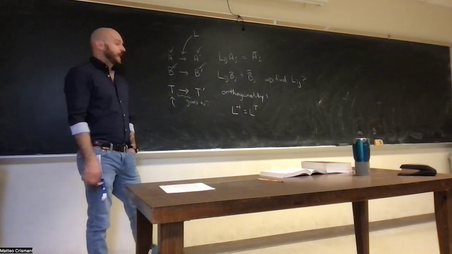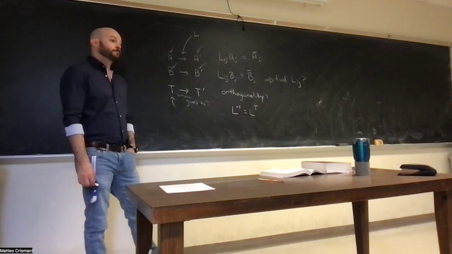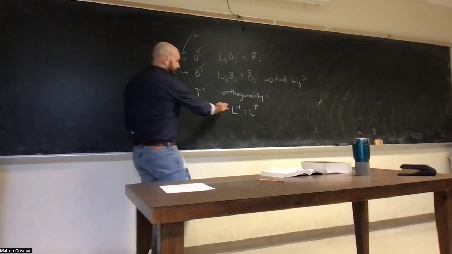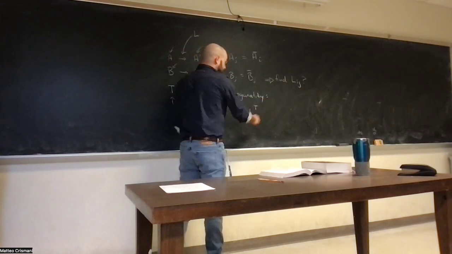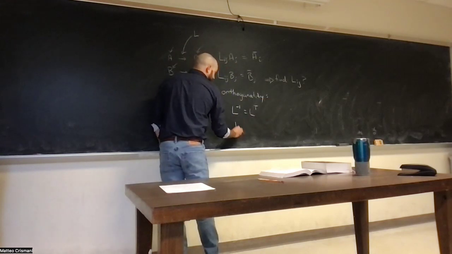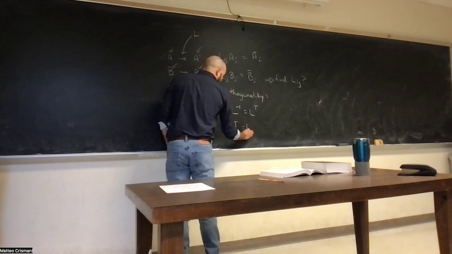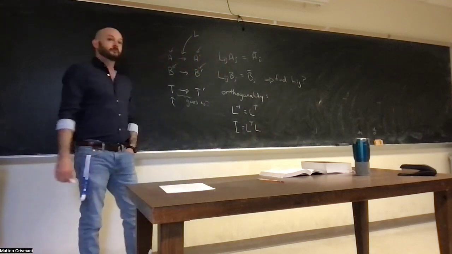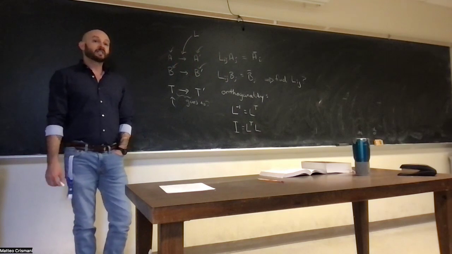Right? And if you do your matrix algebra, that means I can move this to the other side, and this becomes the identity matrix on one side is equal to L^T L. And how do I do a transpose?